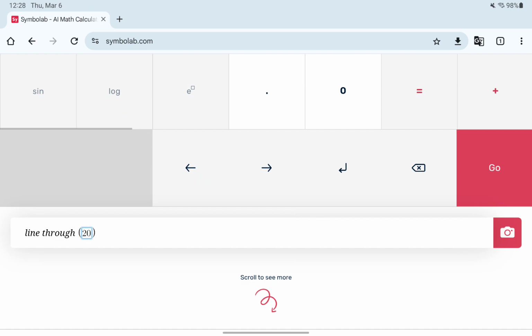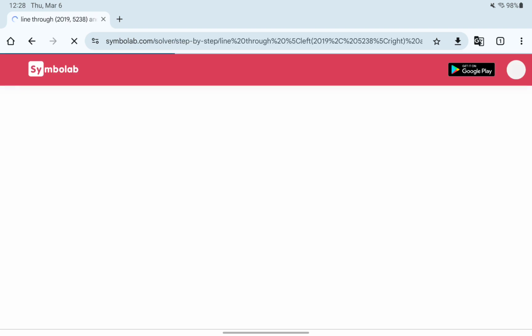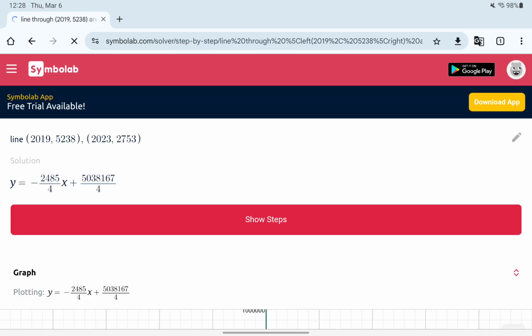So our first year is 2019, and we have our population in that year, and then our second year that we're given is 2023 and the corresponding population. We can construct that model. In this case, Symbolab is giving us output in fraction form, exact form.